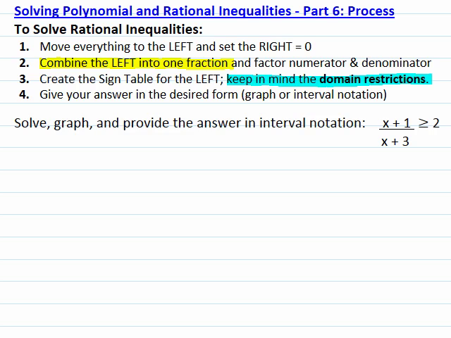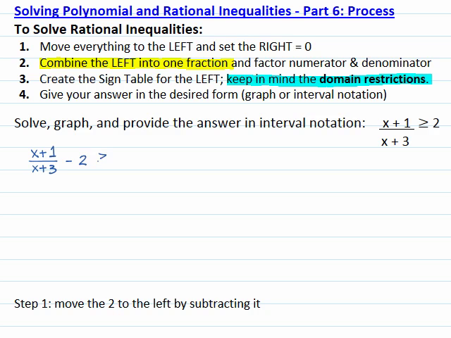For example, let's try to solve, graph and provide the interval notation for the answer to the inequality x plus 1 over x plus 3 greater than or equal to 2. First, we want to move the 2 to the left. We will do that by subtracting 2. So we will have x plus 1 over x plus 3 minus 2 greater than or equal to 0.